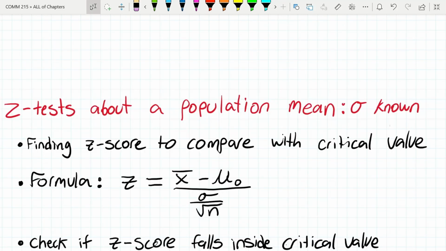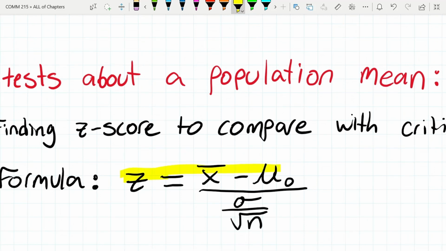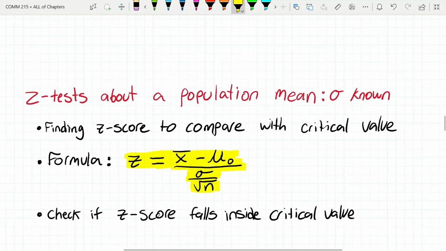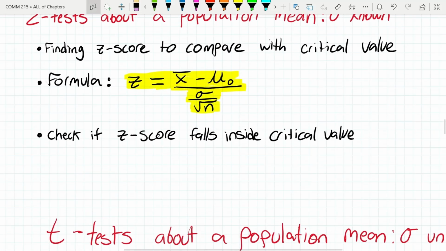Alright, so I'm going to be explaining z-tests about a population mean when our standard deviation is known. So a z-test is finding the z-score to compare with the critical value. Using the formula, let me highlight it for you guys: z equals x bar minus our mean, which is mu, divided by our standard deviation over the square root of n, which is our sample size. So using this formula, we can check if the z-score falls inside the critical value.